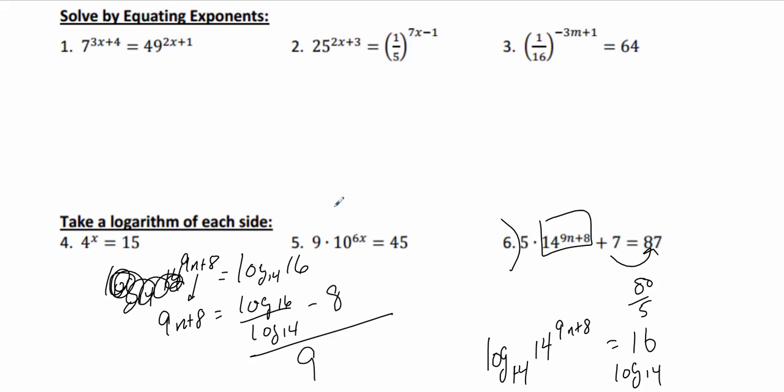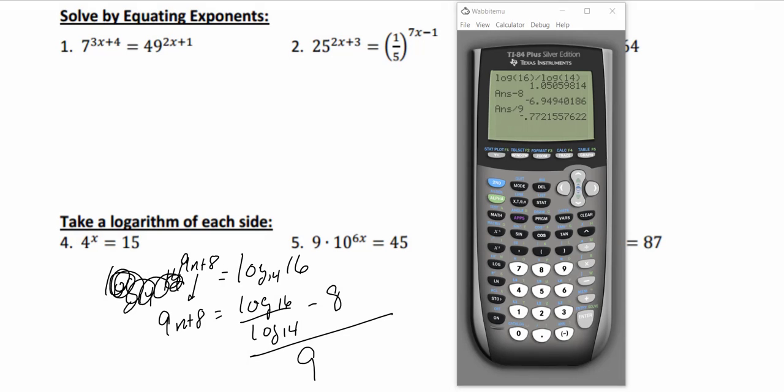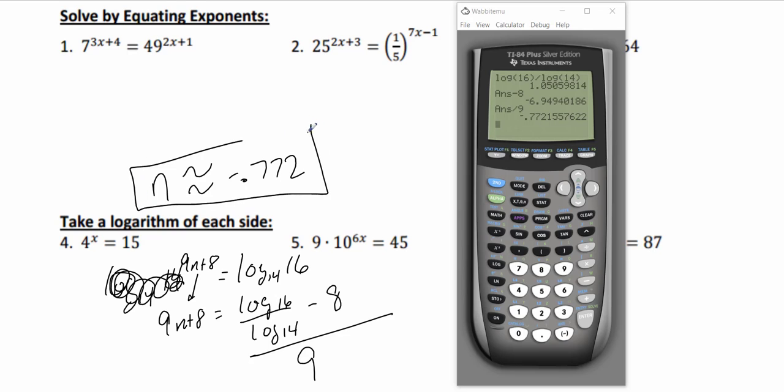So let's do that in the calculator. So my answer, once I did it on my calculator, should be n is approximated. Now it's n, not x, okay, is negative 0.772. Now, if you forget how to do this on your calculator, I kind of have it shown up here. You can see that I did log of 16 divided by log of 14 first. Then I got an answer, and then I subtracted 8 from it. And then I got that answer, and then I divided it by 9.